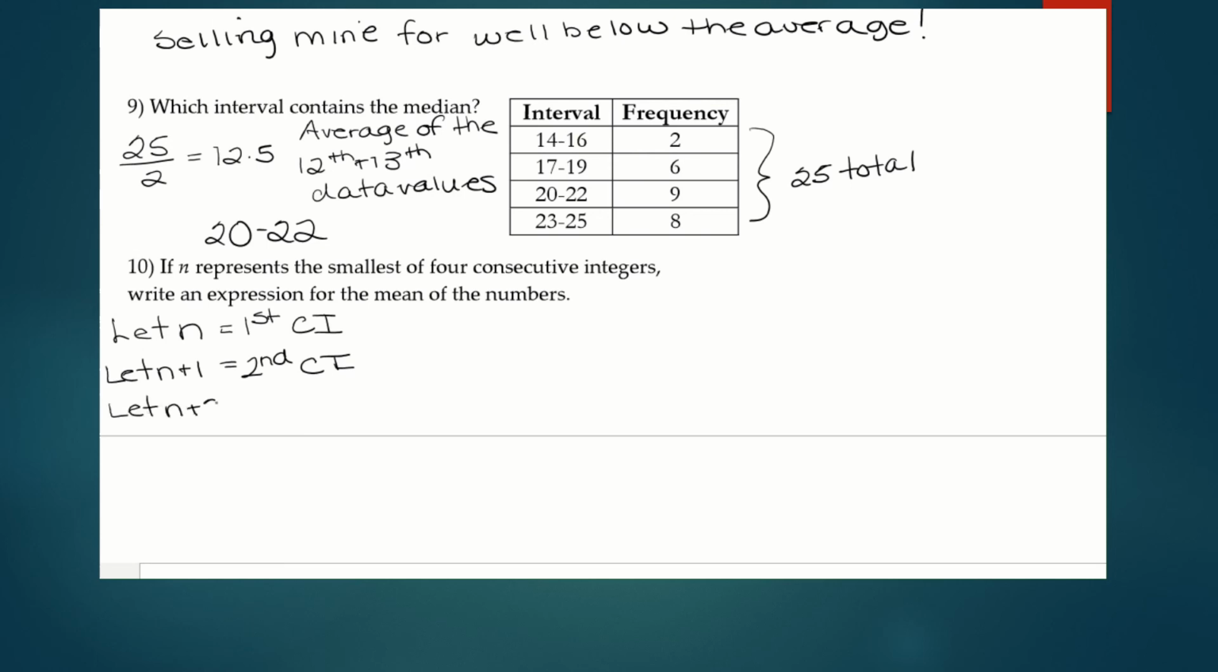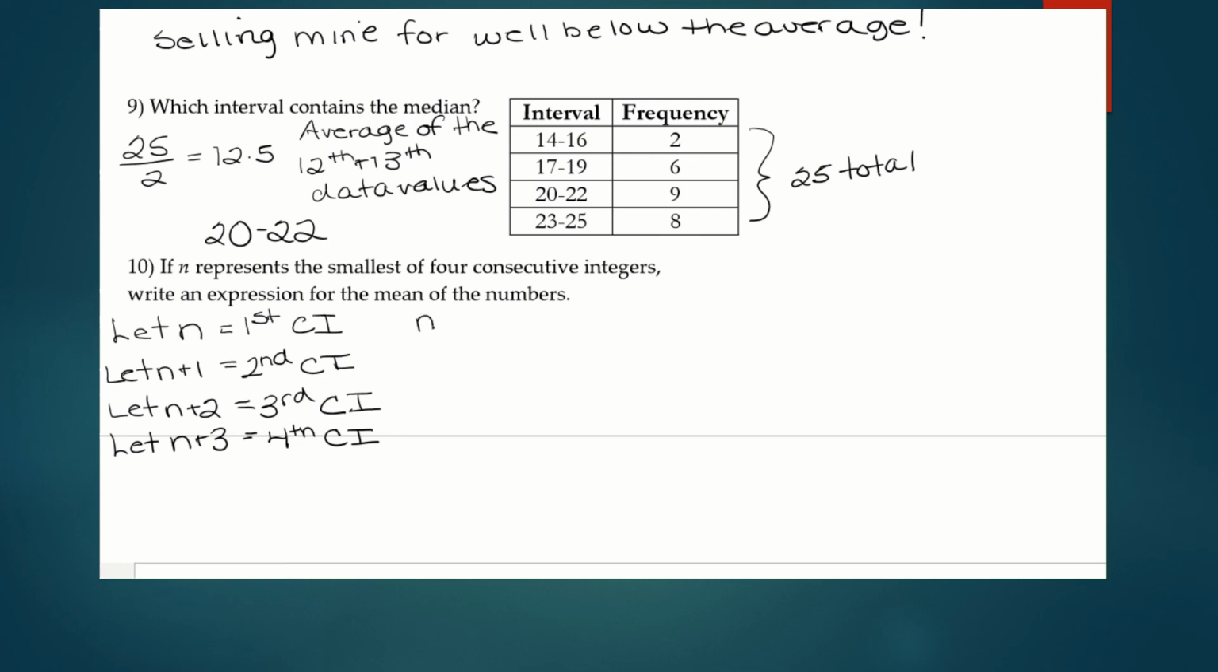And n plus 2, because remember, consecutive integers means they're one right after the other. 1, 2, 3, 4, 5. So n plus 2 is going to be the third consecutive integer. And finally, let n plus 3 be our fourth consecutive integer. Now, if we're talking about the mean, remember, we're going to add these numbers together. We don't necessarily know them, but we're going to add them together, and we're going to divide by 4 because we're talking about 4 numbers that we want to find the mean of.